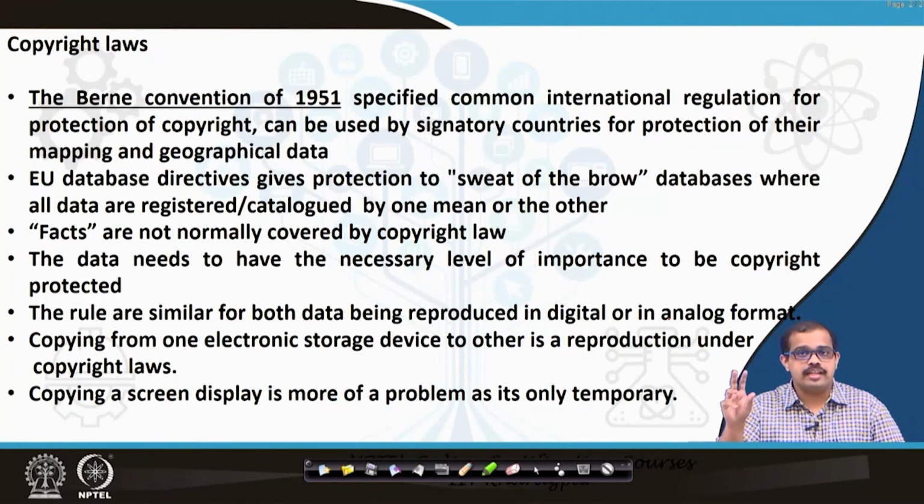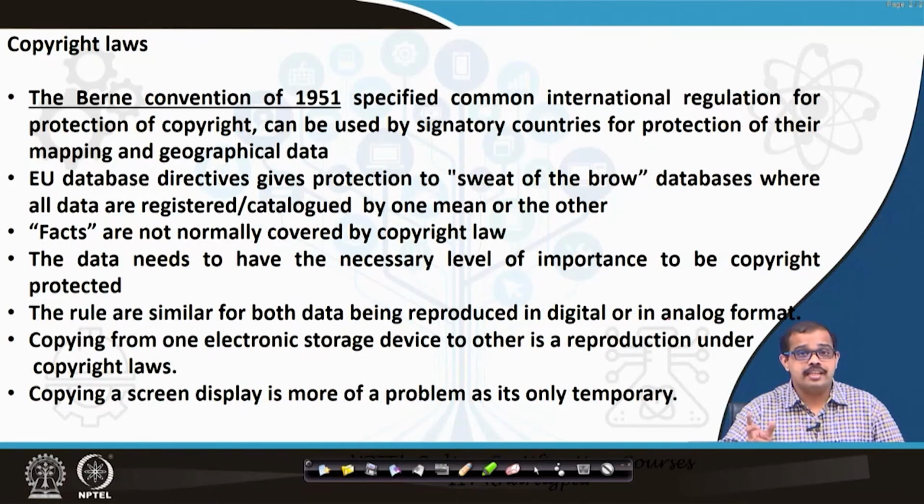So, what is that data? Probably you can look at the entire Berne Convention report, or you have Indian rules also wherein you can look at similar provisions. The rules are similar for data produced in digital or analog form. Okay. Copying from one electronic storage to another is a reproduction under copyright law. So, when you are reproducing it, you are supposed to credit the author and also reproduce certain information from that author as necessary.